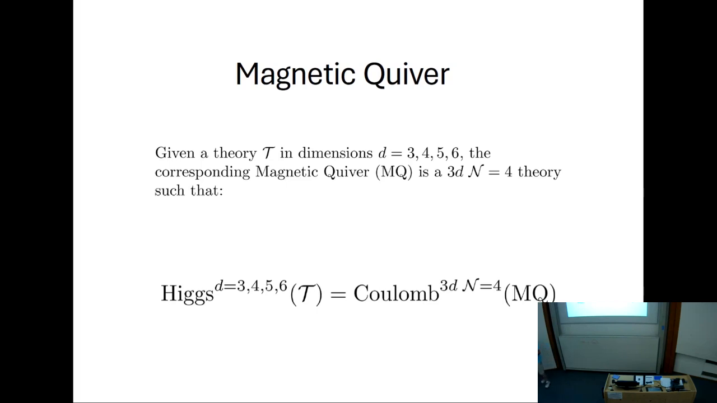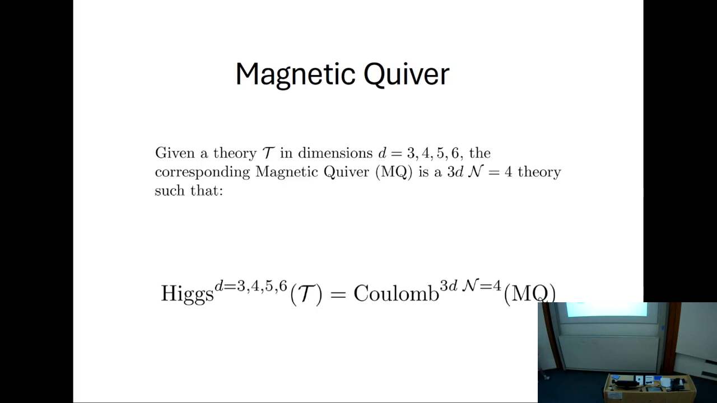Now a few questions arise. Question 1: why is the magnetic quiver always a 3-dimensional theory with N=4 supersymmetry? Well, that's because the Higgs branch, regardless of the dimension you're in, is always going to be a hyperkähler manifold. And the Coulomb branch is also a hyperkähler manifold only in 3D for N=4 theories. So to compare apples with apples, the magnetic quiver needs to live in 3D.